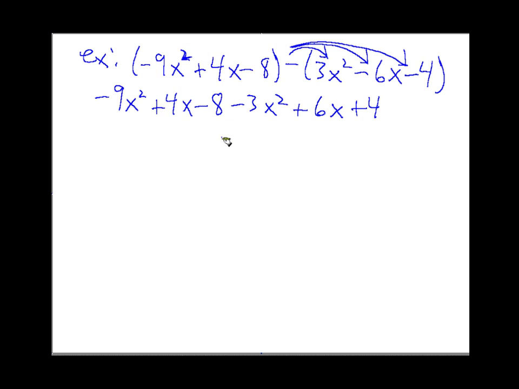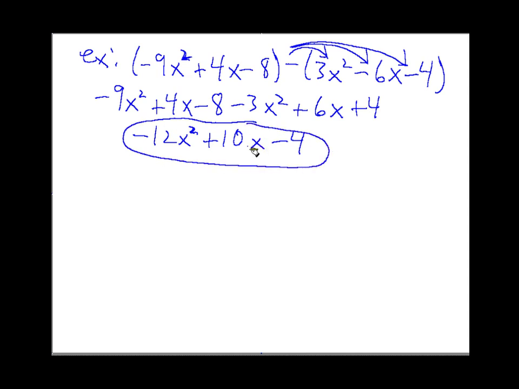Now let me combine like terms without putting them next to each other. So for example, we can do this in our head, right? Negative 9x squared minus 3x squared is what? That's going to be negative 12x squared. Make sure we see that. How about 4x plus 6x? That's going to be what? 10x. All right. And how about negative 8 plus 4? Well, that's minus 4. Okay, so there's our solution right here.